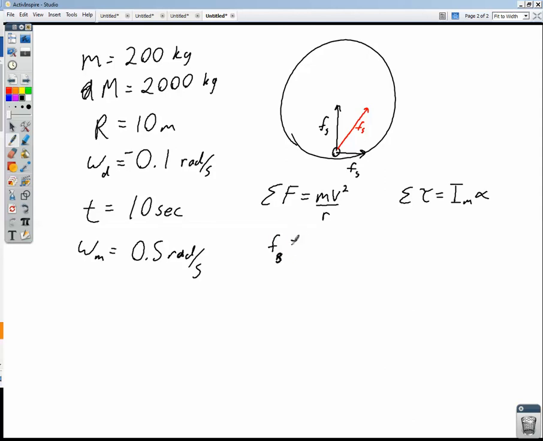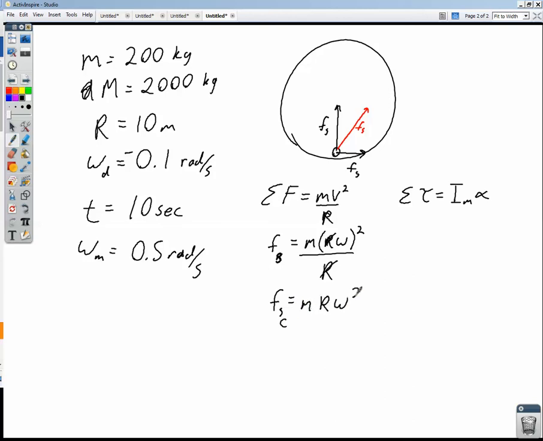So we've got Fs going in towards the center of the circle is equal to m, and this v is going to be r times, this is capital R, omega, whole thing squared, divided by big R, I should have put on the bottom. And the force due to static friction then, one of those r's cancels with one of these up here.